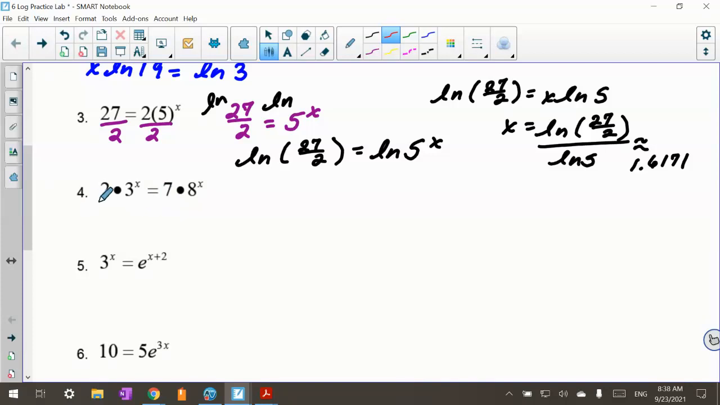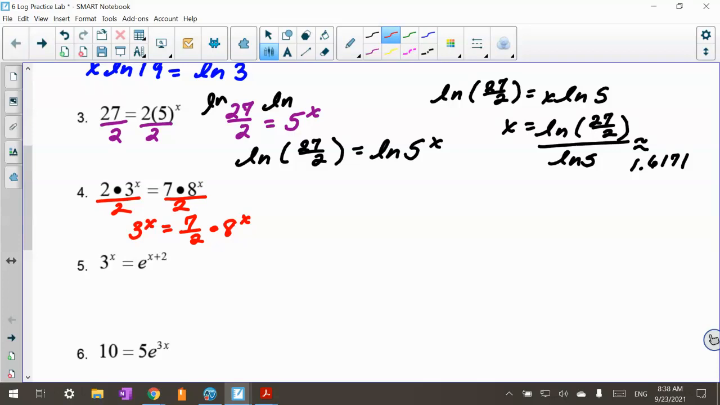I'm going to divide both sides by 2, so when I do that, I get 3 to the x equals 7 over 2 times 8 to the x. So a lot of people say, well, why isn't the 8 to the x divided by 2 as well? But as long as I divide that side by 2, you're fine doing it that way.